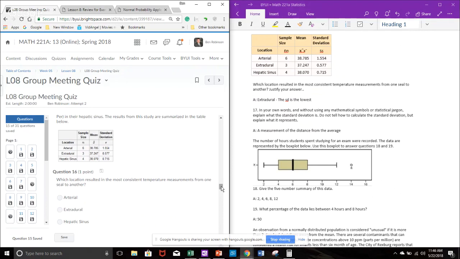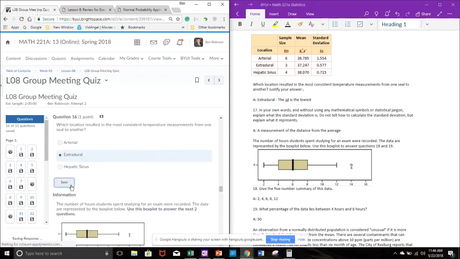Here I struggle a little, but finally I determined that it was extradural, because what I did is I saw that 0.577 was closer to the mean. So I think it is most consistent because it is not so spread, right? But I don't know how to explain it. No, you explained it perfectly. I think that's exactly right.